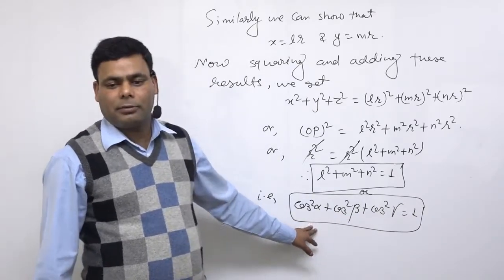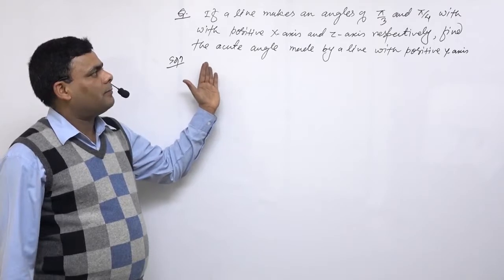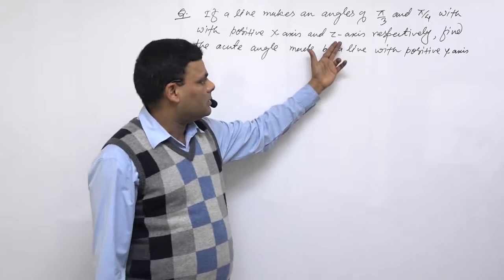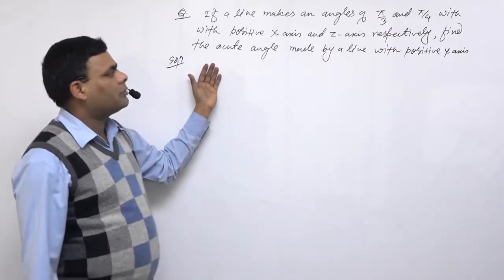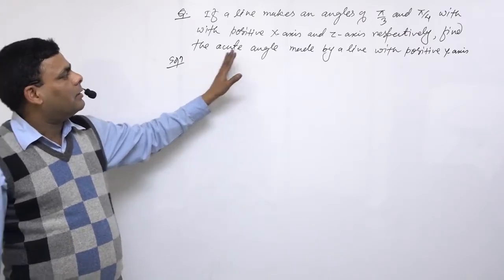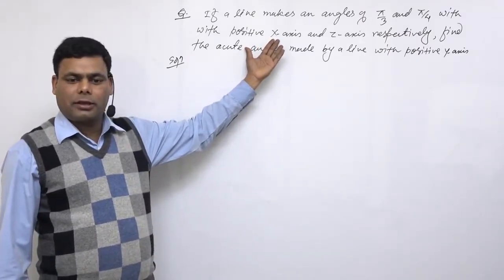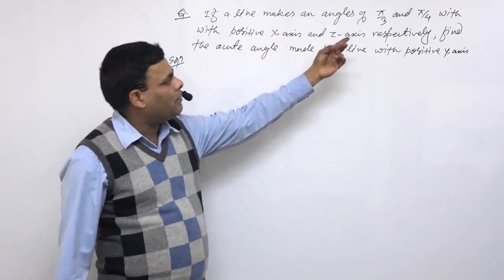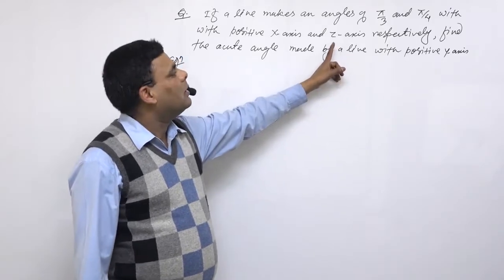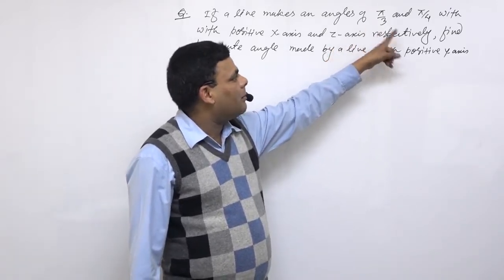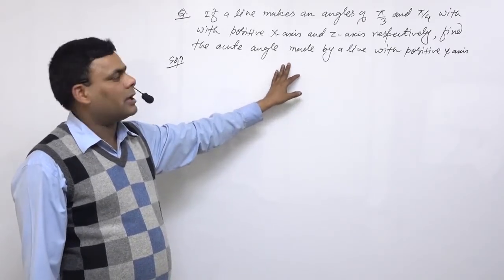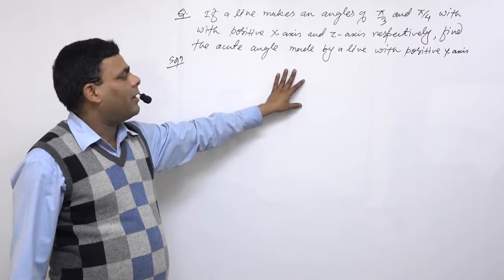Proof of the theorem. If a line makes angles of pi by 3 and pi by 4 with positive x-axis and positive z-axis respectively, then find the acute angle made by the line with positive y-axis. अब हामीले यसमा निकाल्नु पर्ने कुनै पनि लाइनले x-axis सँग बनाएको एंगल अल्फा हुन्छ, त्यसैले alpha equals to pi by 3 दिएको छ. अनि z-axis सँग बनाएको एंगल gamma equals to pi by 4 हुन्छ. Now we have to find beta and which is acute, 90 degree भन्दा सानो एंगल फाइन्ड गर्नु पर्यो.